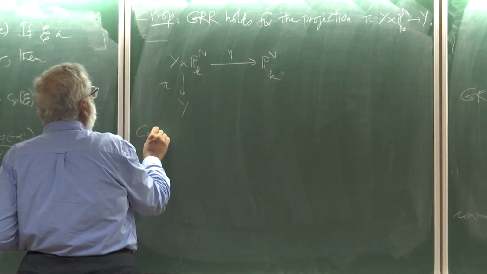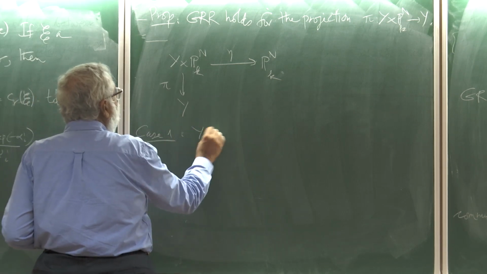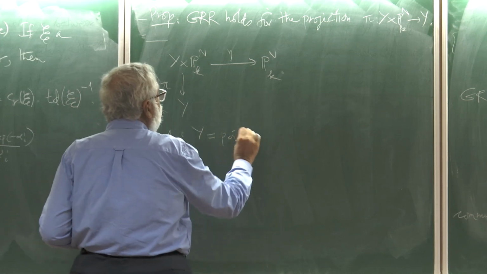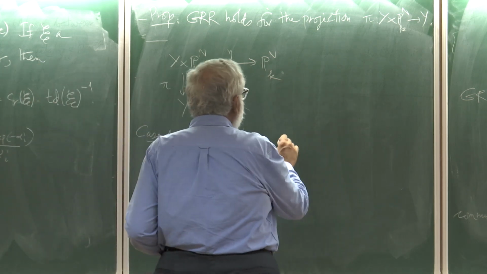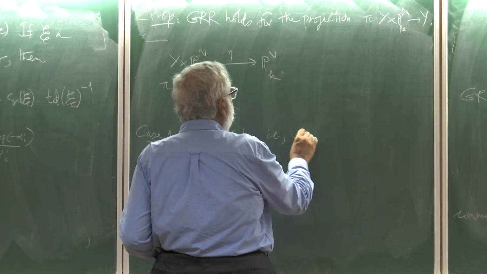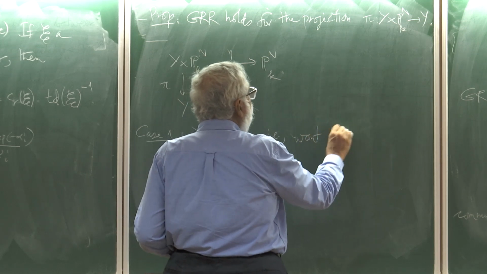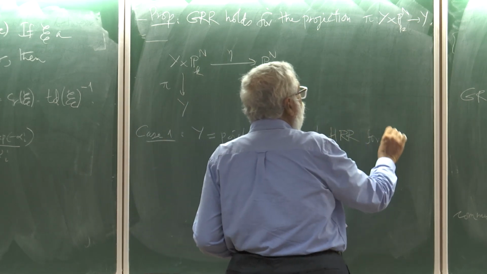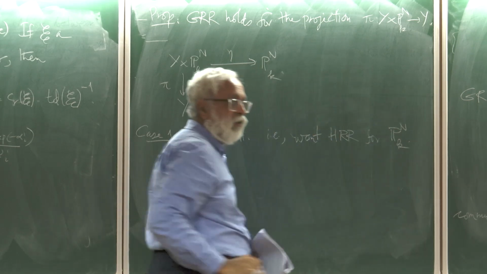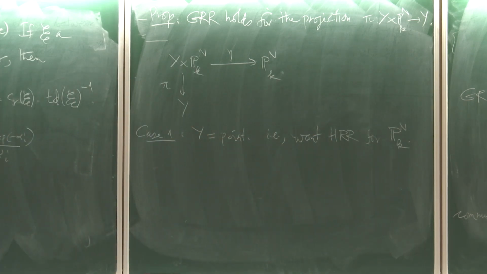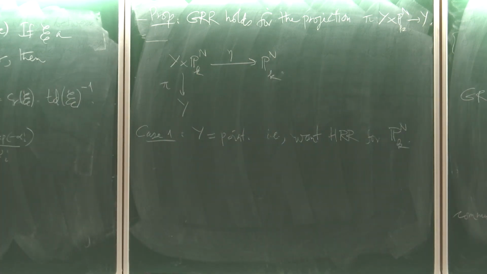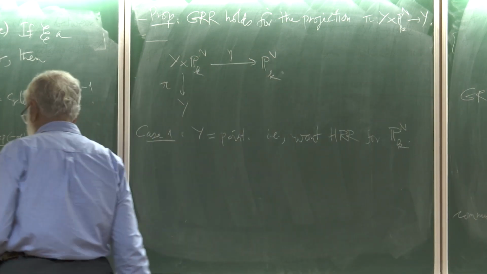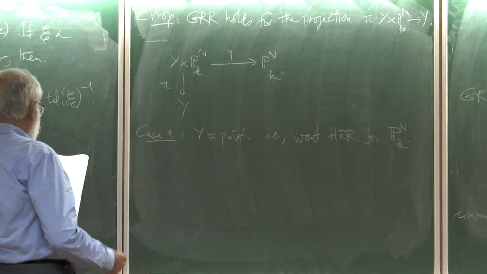So case 1, Y equals point. So basically I'm trying to prove, i.e., I want Hirzebruch-Riemann-Roch for Pn over the ground field. We know Grothendieck-Riemann-Roch reduces to Hirzebruch-Riemann-Roch if the base space is a point. So this is an example where the base space is a point, and therefore I want just HRR. So here you kind of do it by computation directly.